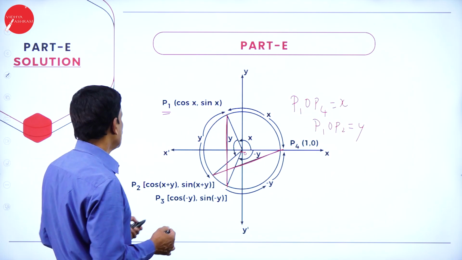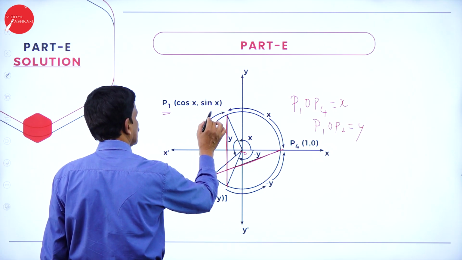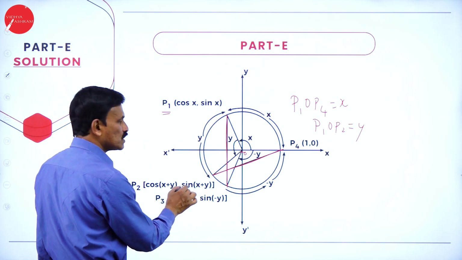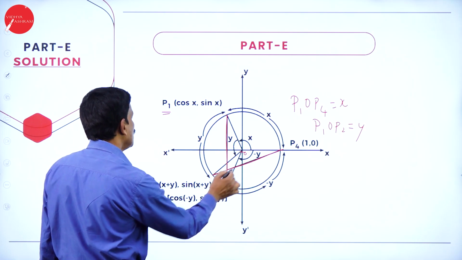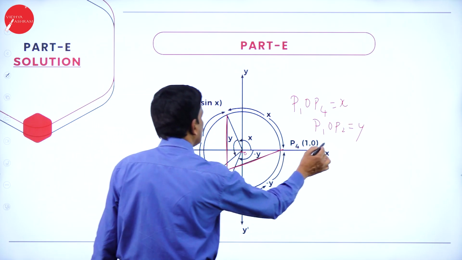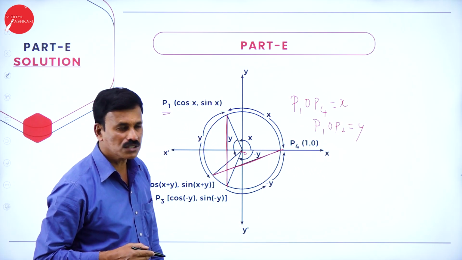So here, the coordinates of P1 are (cos x, sin x), and similarly the coordinates of P2 are (cos(x+y), sin(x+y)), the coordinates of P3 are (cos(-y), sin(-y)), and P4 is (1, 0). This is the construction part.